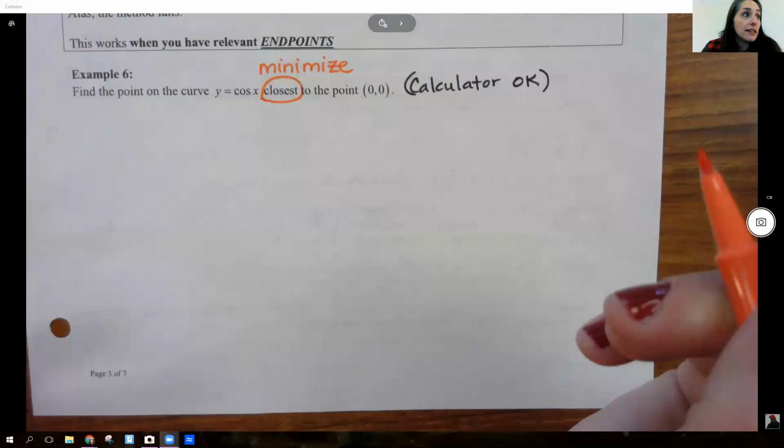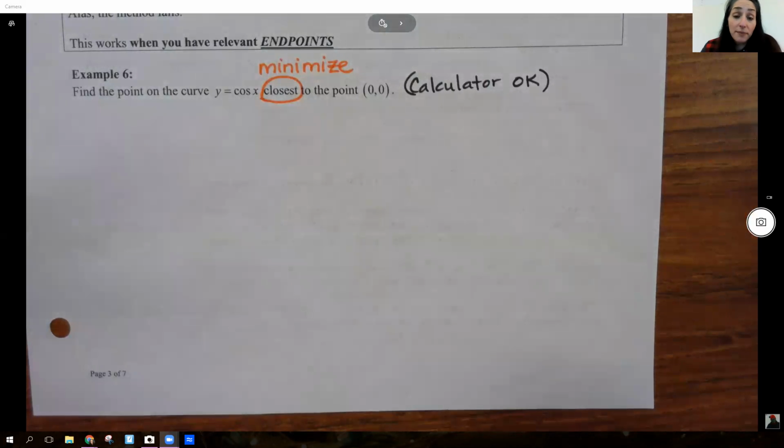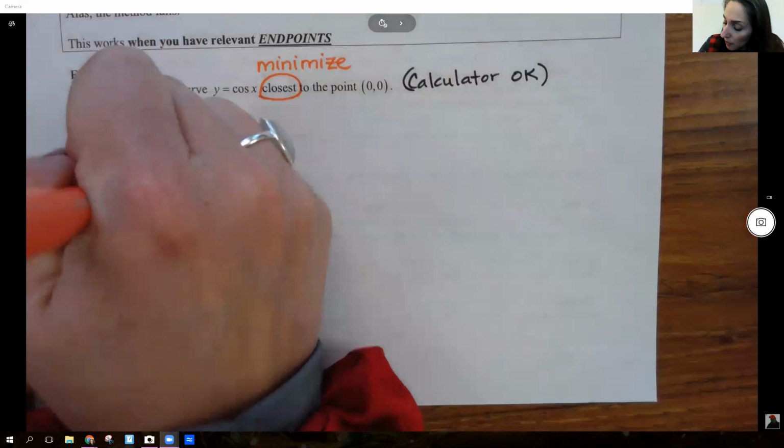Okay, and it doesn't matter whether you're maximizing or minimizing, you're still going to take the derivative either way, and you're still going to set it equal to 0. So it's not going to change your process. The question is, what does this look like? That's what my question is.